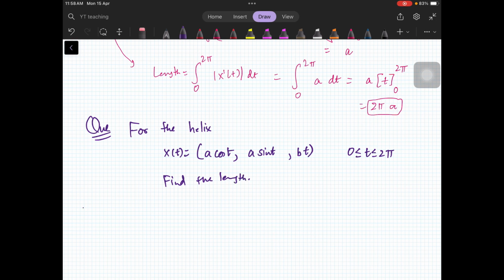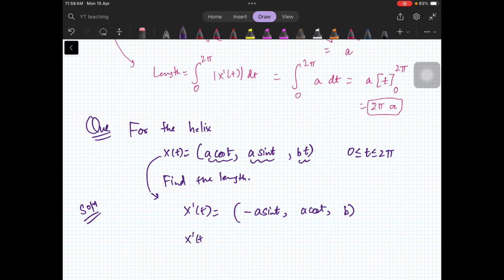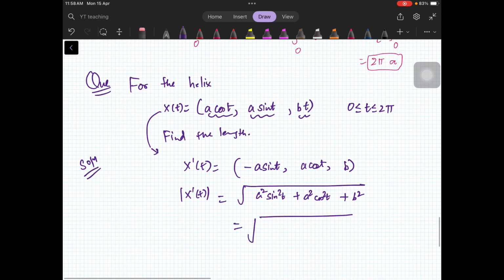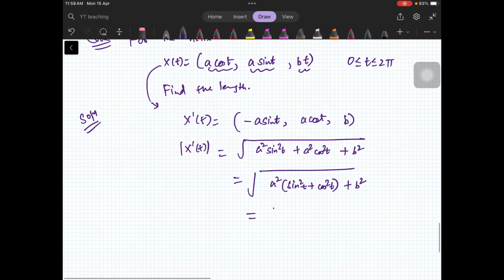So it's also similar. So what you are going to do? You are going to find out your velocity vector first. That is the derivative of the components with respect to time t. So that would be (−a sin t, a cos t, b). Now then you are going to find out the magnitude of the velocity vector. So that would be the square root of a² sin² t plus a² cos² t plus b². So that would be a² common, inside you have sin² t plus cos² t, plus b². So you have the square root of a² plus b², right?